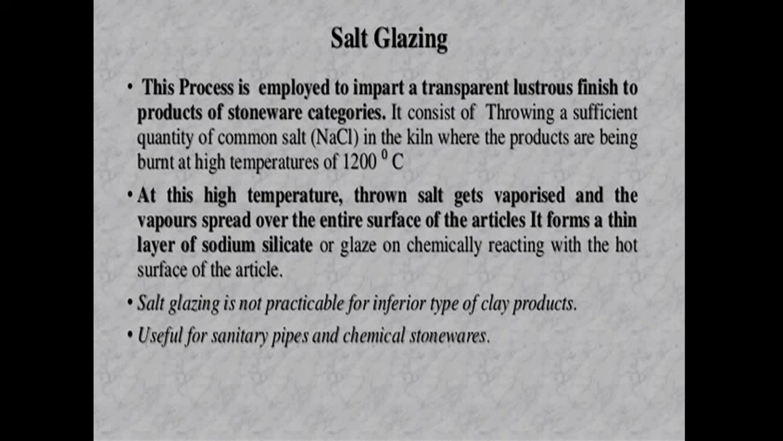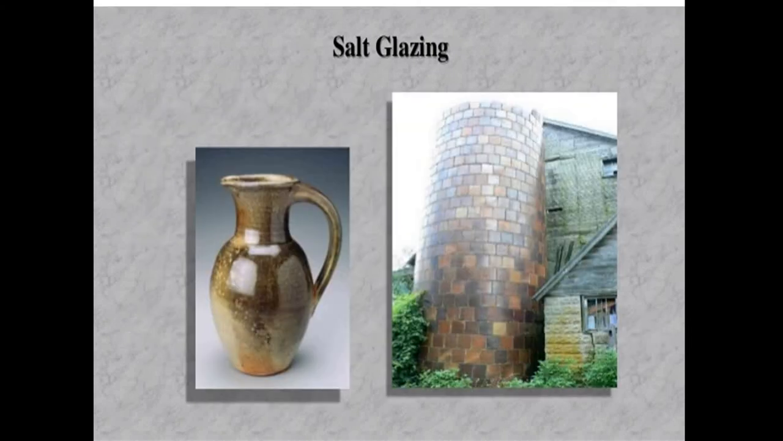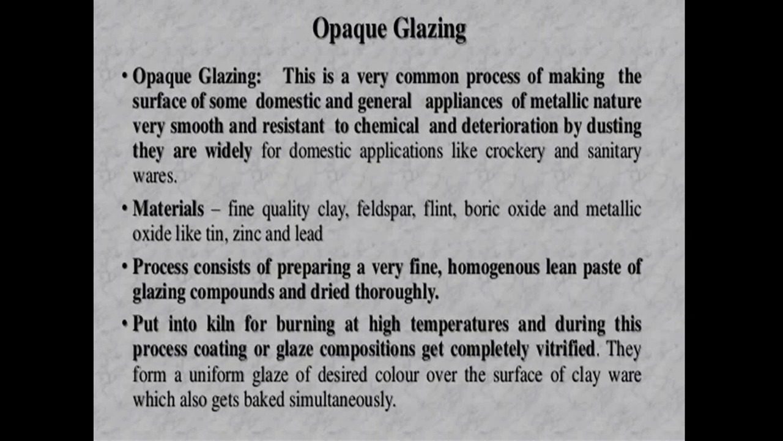At this high temperature, thrown salt gets vaporized and the vapor spreads over the entire surface of the articles. It forms a thin layer of sodium silicate or glaze on chemically reacting with the hot surface of the article. Salt glazing is not practicable for inferior type of clay products, useful for sanitary pipes and chemical stonewares. Here you can see the pictures of salt glazing.